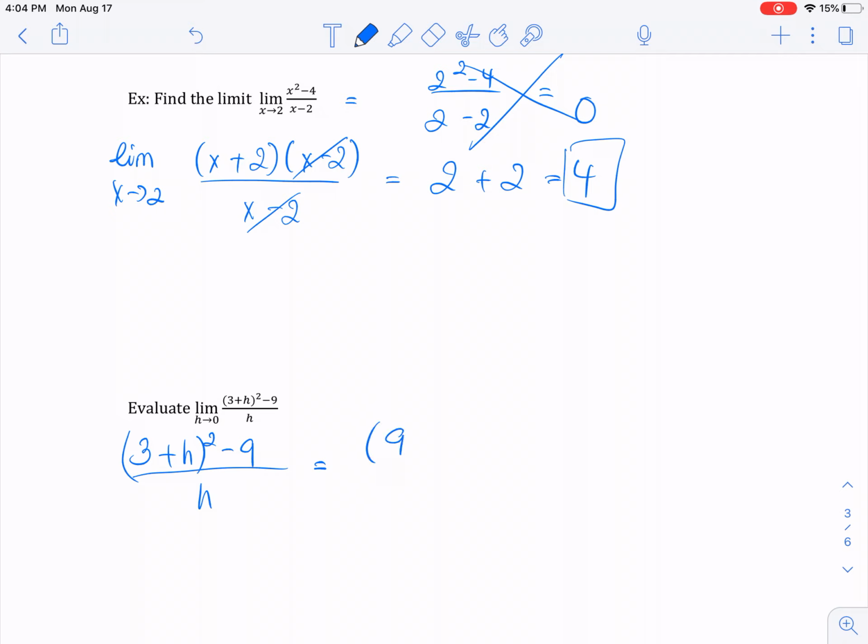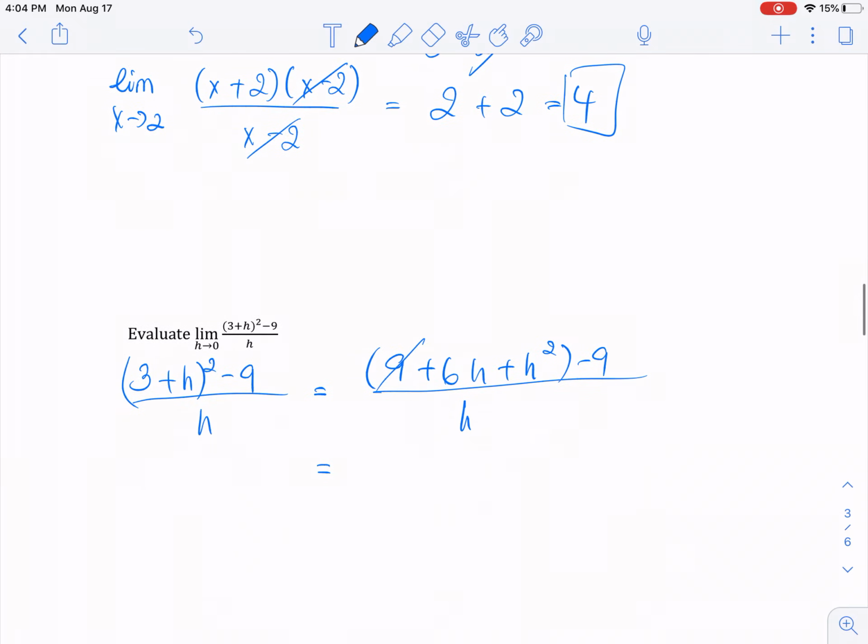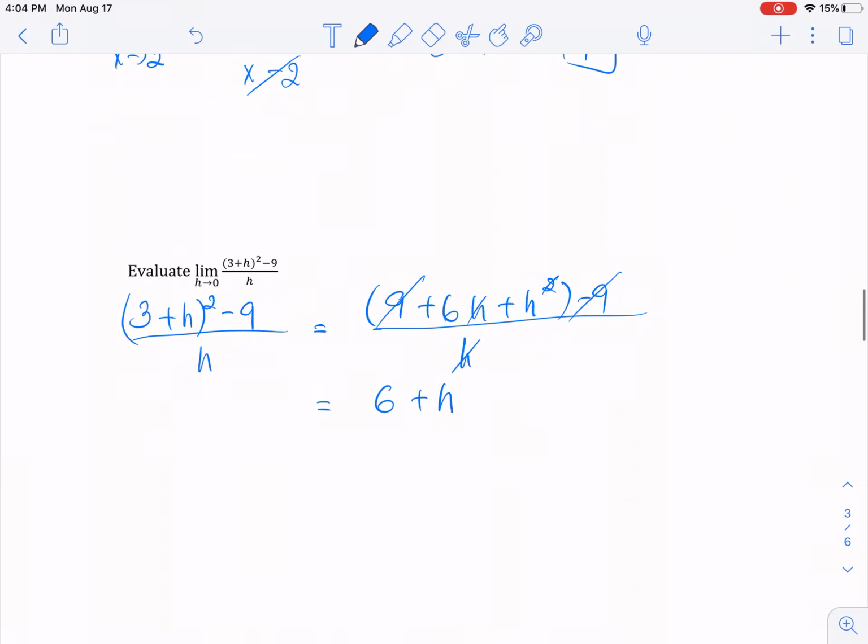So it's going to be 9 plus 6h plus h squared minus 9 over h. So you can see that, and then you simplify h here, so we ended up with 6 plus h. Now we can take the limit. So the limit of the original is going to be the limit of 6 plus h as h approaches 0. So you have just 6 plus 0, which is 6. So the limit is 6.